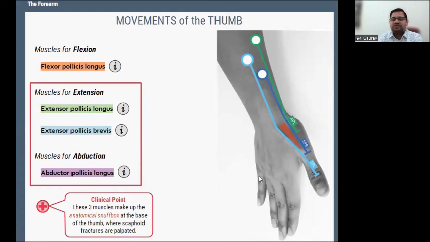So that is all for this particular lecture on forearm muscles and their movements. Thank you. Thank you very much.